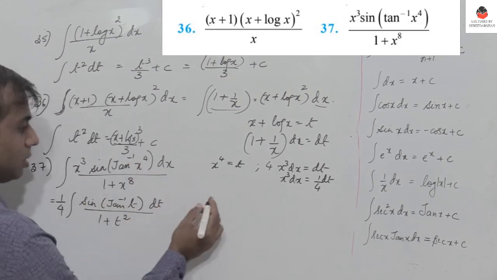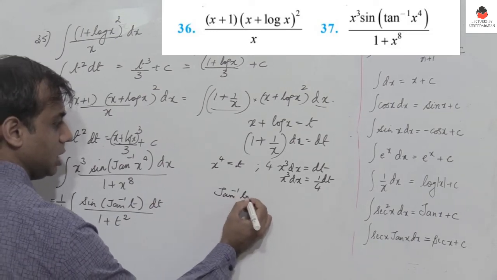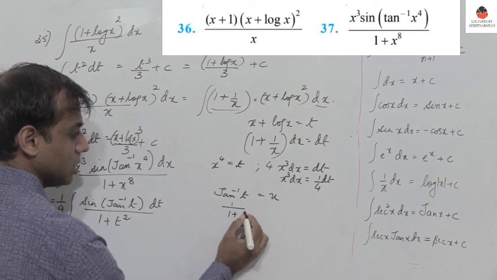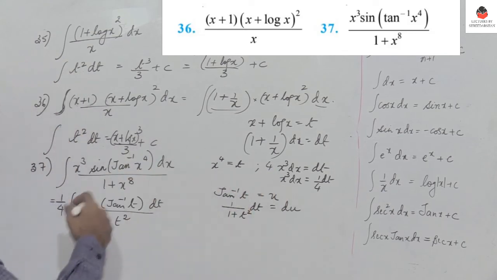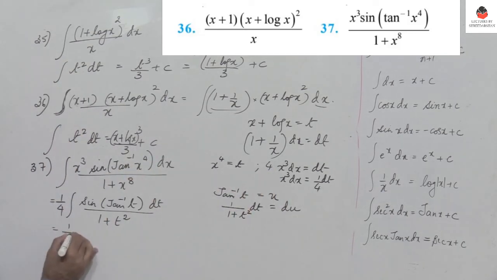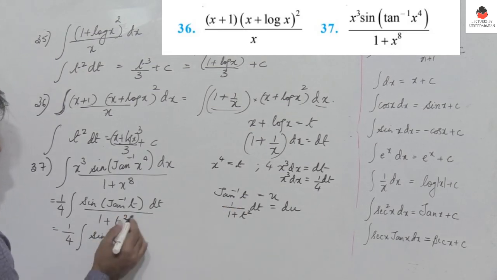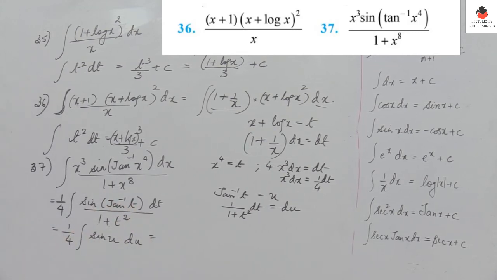So now let me make another substitution. Let tan inverse t be equal to u. So therefore 1 by 1 plus t square dt equals du. So this is another substitution being performed. So you have sine u, so tan inverse t is u, and dt by 1 plus t square is du. So you just have to perform integration of sine u.